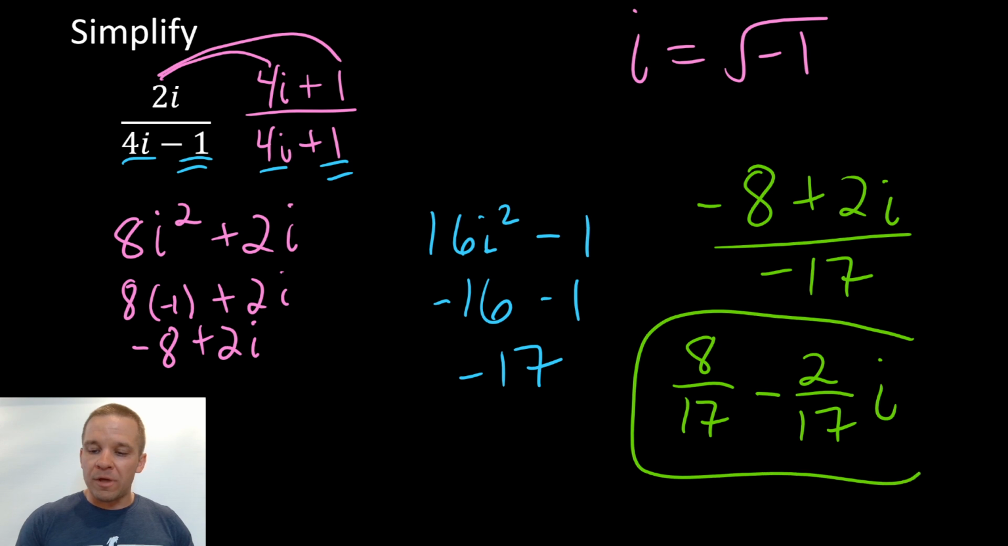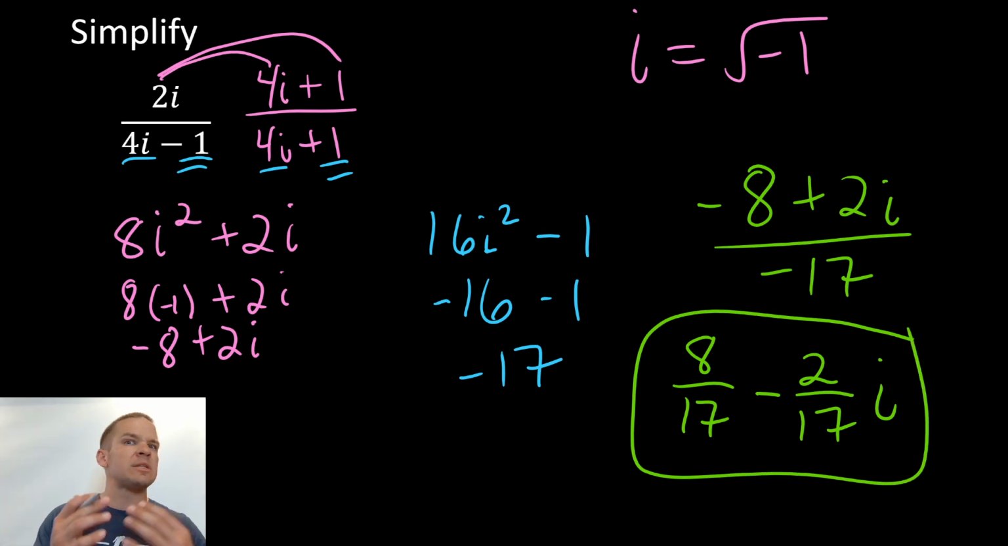The one above there, most will accept, but really you should be writing them as separate terms, a plus bi form, when we're dealing with complex numbers.